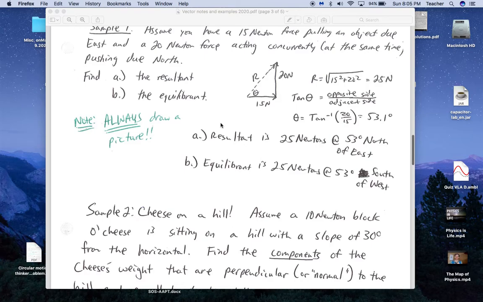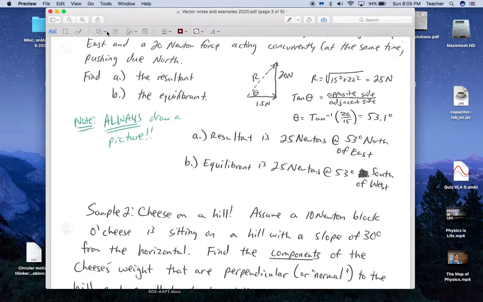If I want to find the equilibrant, now it's super easy because this is the one force to counteract this. How much would it be? Same amount of force, 25 newtons, and exactly 180 degrees pointing the opposite direction. So if I had an arrow, it would be the same size as this thing pointing the opposite direction. So it'd be something like that. That's 25 newtons at 53 degrees south of west. Okay. So I'll take that away.